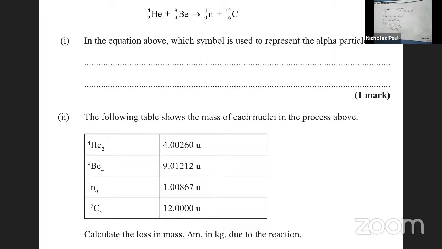Balance the reaction. That is a neutron. In the reaction above, what symbol is the alpha? Helium-4, so you have to balance it. You just need it in the next part.